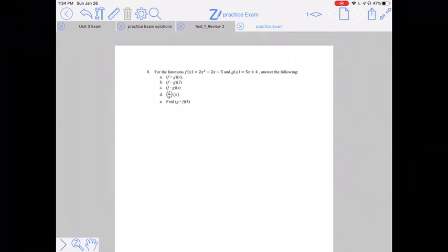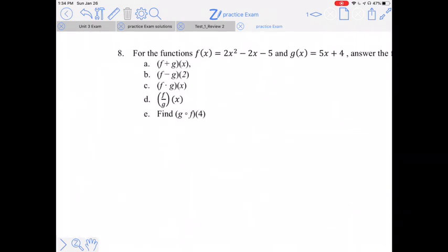Question 8 is from section 2.7, combining functions. These for A, B, C, and D were from the first learning target, which was adding, subtracting, multiplying, dividing. And then this one was the composition of functions. This was a separate learning target.